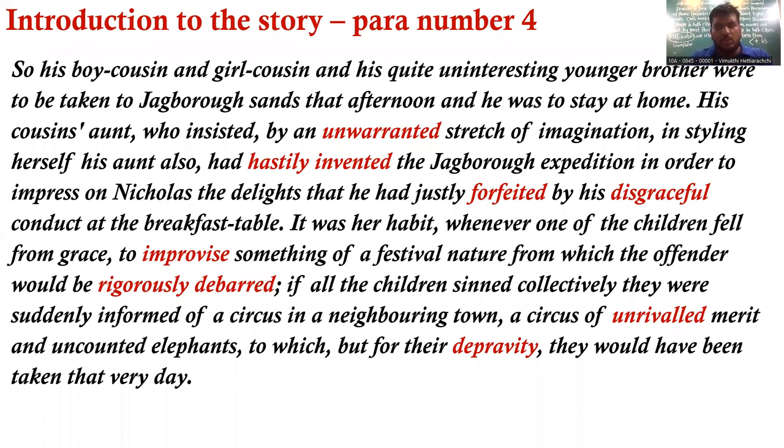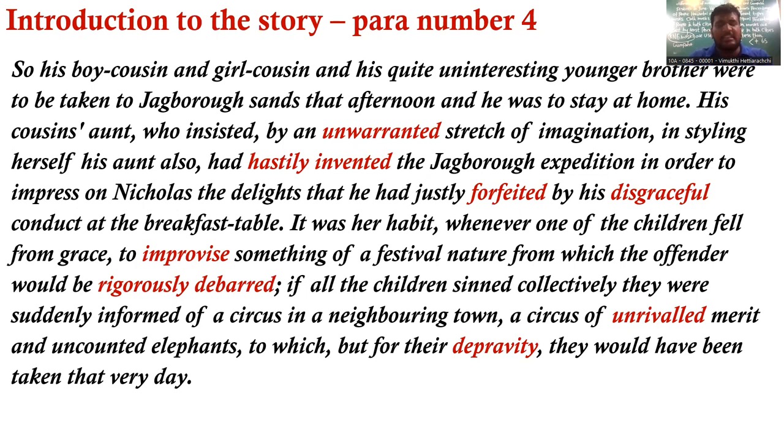So we started the short story last week. We discussed the main characters. Basically, we identified two characters, Nicholas and Nicholas's aunt, right? Nicholas can be identified as the hero, or as we call it, the protagonist. And the aunt can be identified as the antagonist, or as we call it, the villain of the drama.